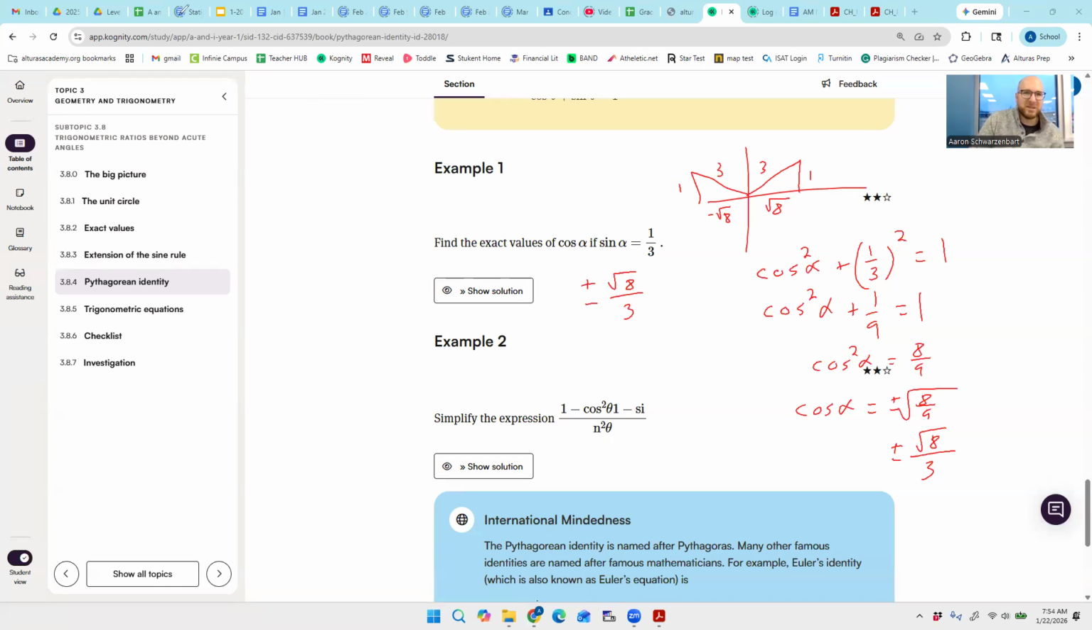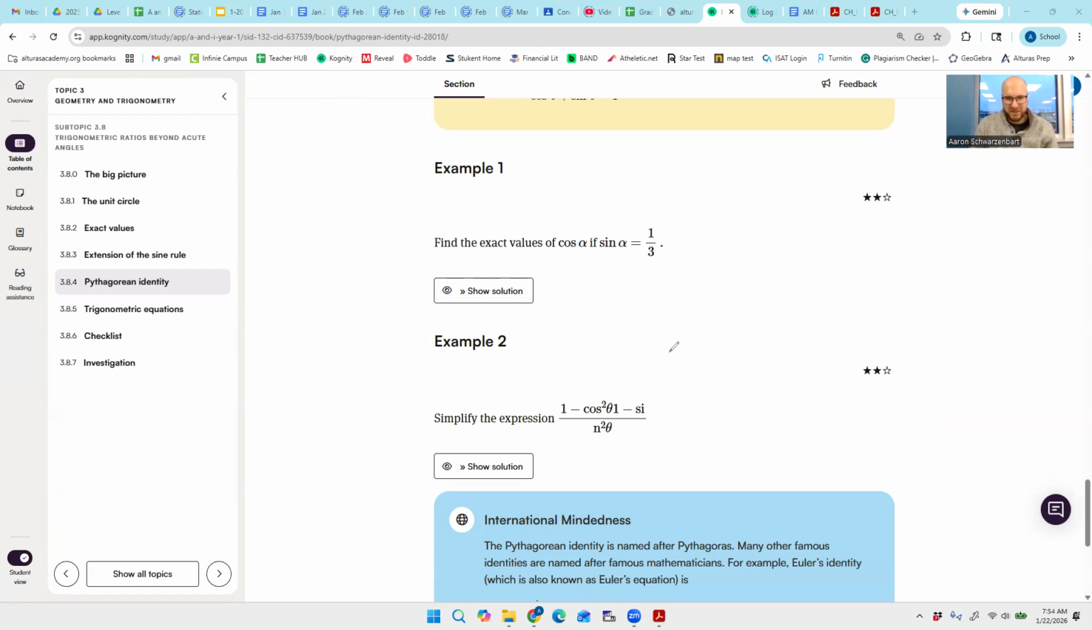The next one looks like a pile of garbage because it's got typos in it. I looked at the answer, and it's supposed to say this. So 1 minus cosine squared is sine squared. 1 minus sine squared is cosine squared. Sine over cosine is tangent, so it's tangent squared theta. That's some basic uses of the Pythagorean identity.